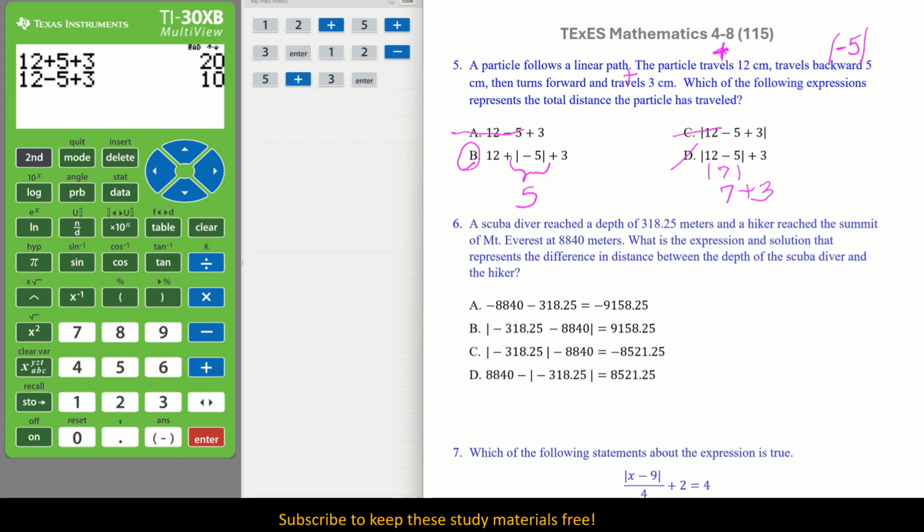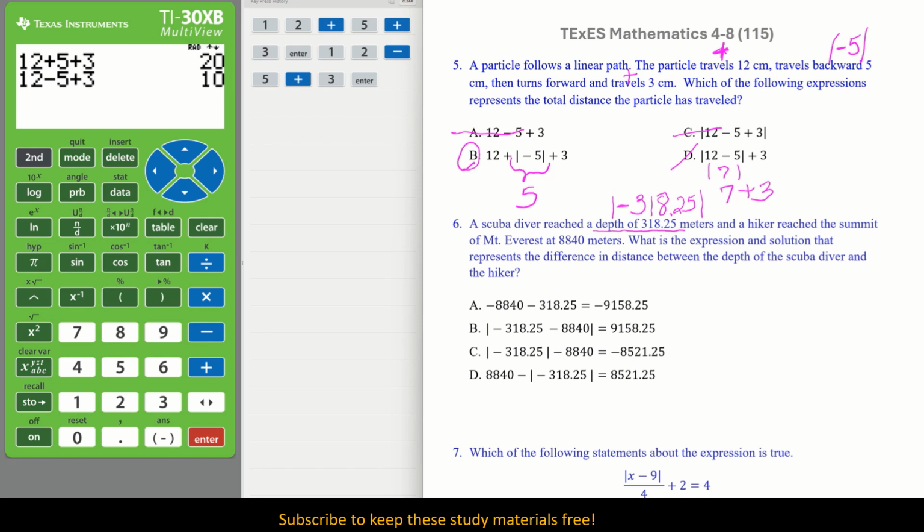All right, now let's look at 6. A scuba diver reaches a depth of 318.25 meters. So that's a depth, but I'm going to say, even though it's a depth below sea level, it would be minus a negative 318.25. Okay, I agree with that.